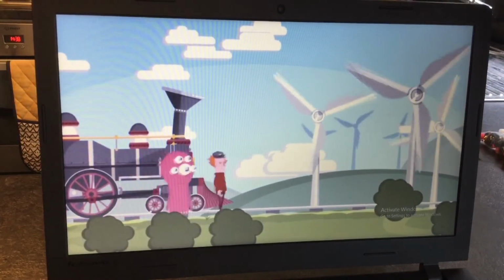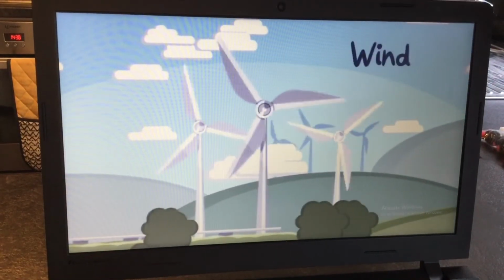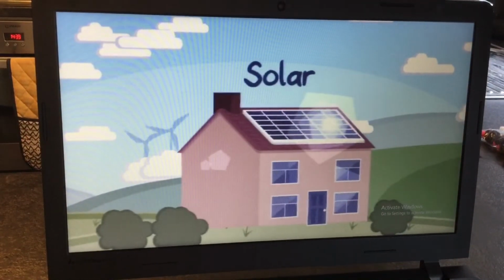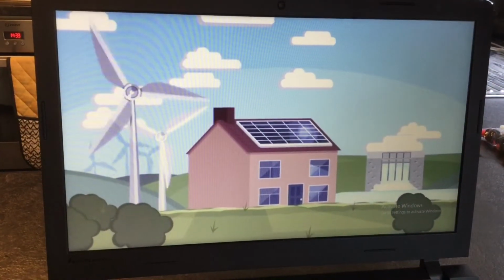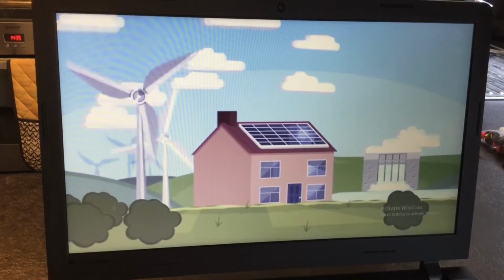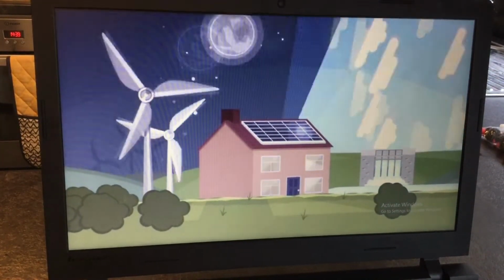So we need to look for ways to make renewable and sustainable energy resources. For example, wind, solar and hydro energy. These are just some of the resources that are more friendly towards the environment. These renewable energy resources can quickly replenish themselves and can be used again and again.